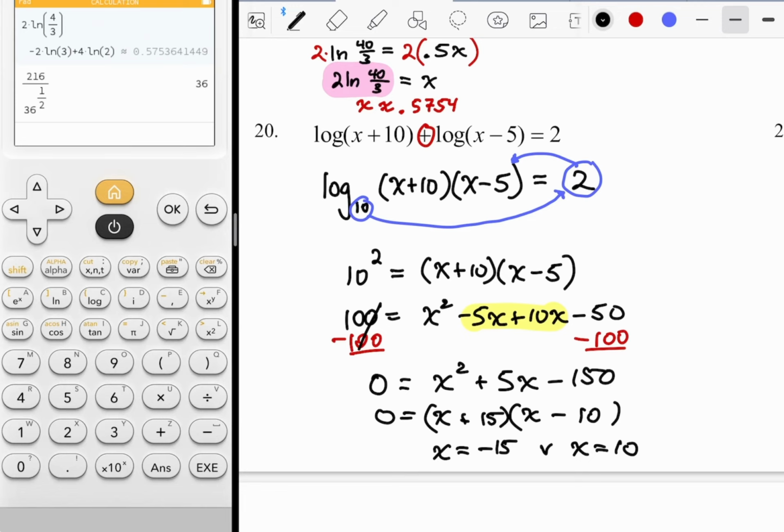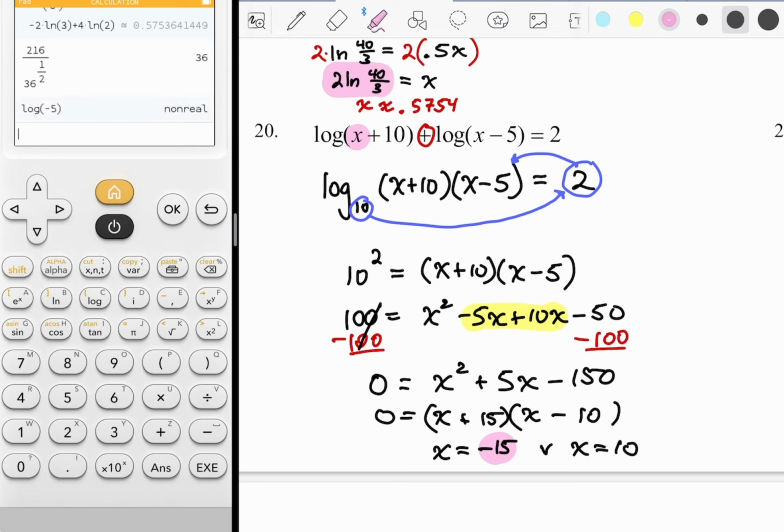Now I just got to make sure that these are going to work inside the logarithm, meaning it's not going to generate a negative number. So if I replace the x here with a negative 15, I'm going to get negative 15 plus 10, which is going to be a negative 5. Log of negative 5 is one of those values that's imaginary, right? So that's bad news. I could run through with the 10 and have no problem whatsoever, but the 15 is going to cause it to be undefined, so we reject it.